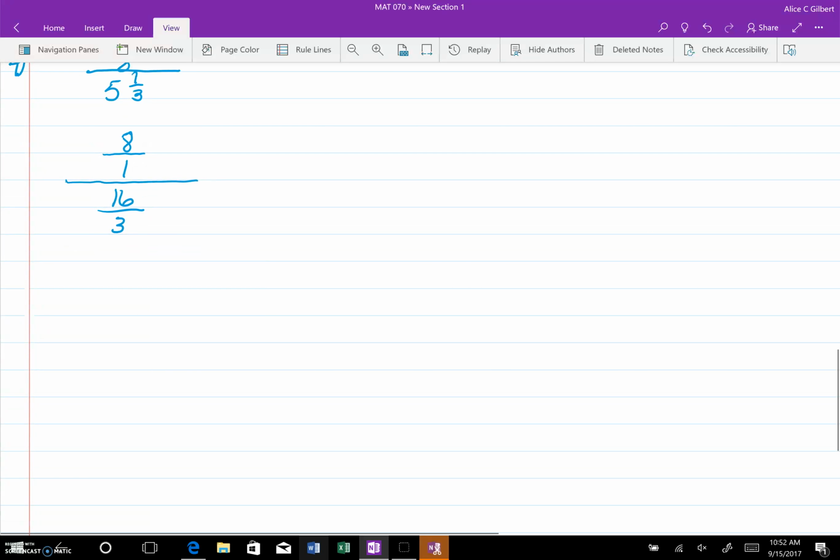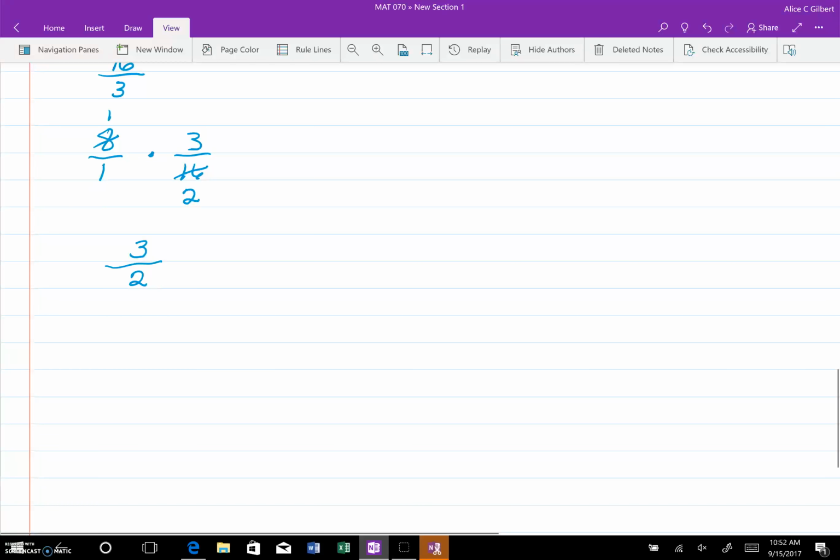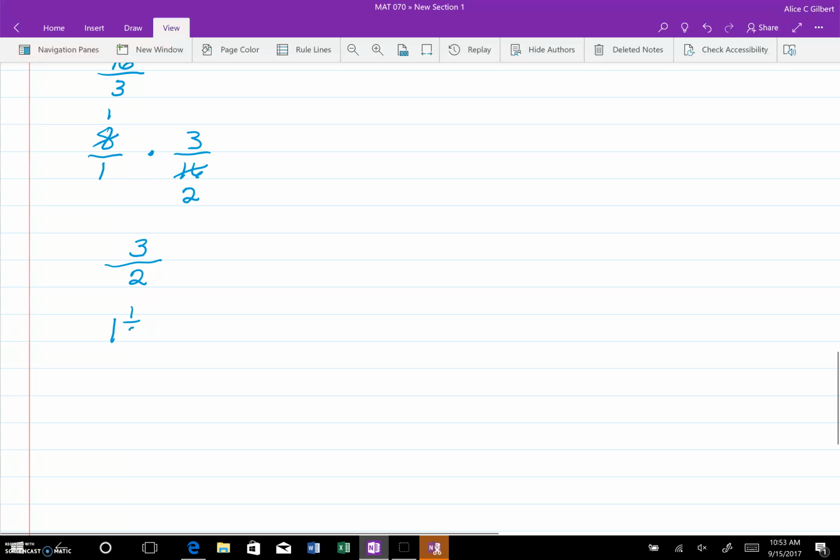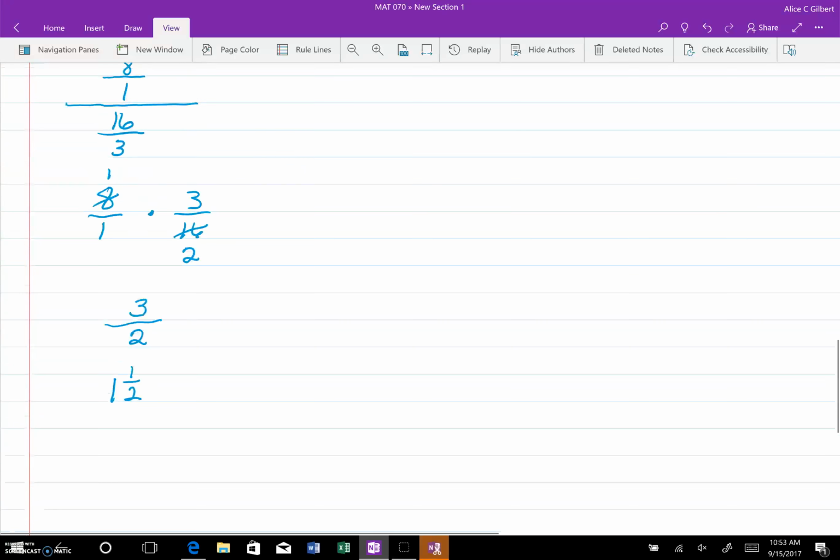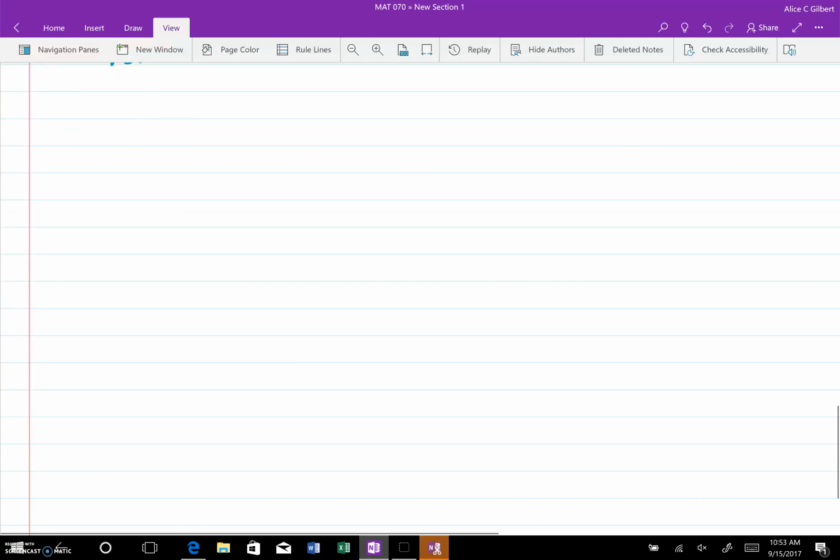So now I'm going to do copy dot flip. So 8 over 1 times 3 over 16. 8 goes into itself once, into 16 twice. Okay. 1 times 3 is 3, and 1 times 2 is 2. Turn it back into a mixed number. 2 goes into 3 one time with 1 left over. That becomes my new numerator. And 2 is my original denominator. Which one was this? 4. Okay, so let's go on to 5.